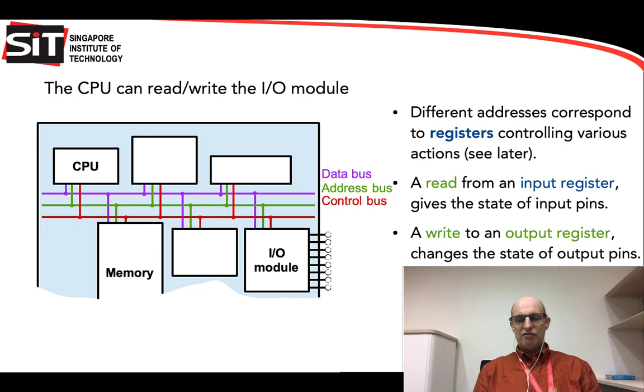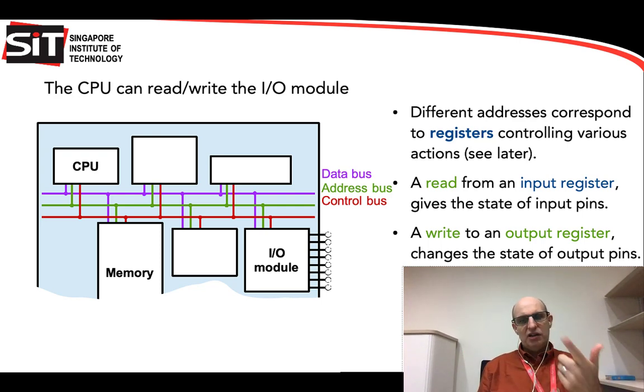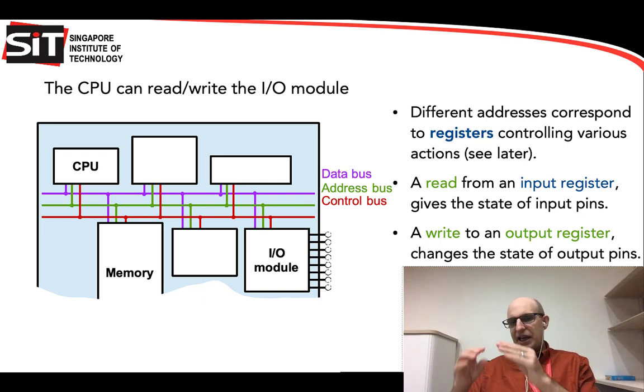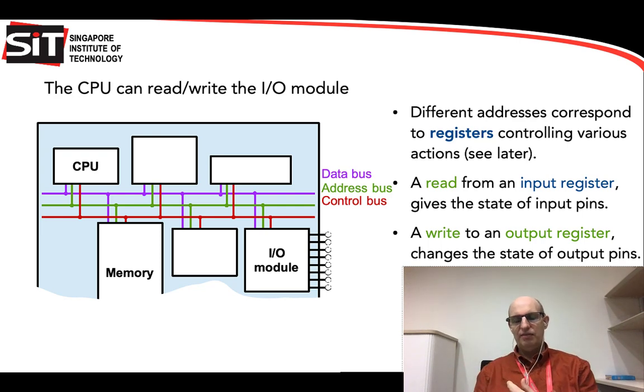If the CPU wants to read the GPIO port to find out what's connected to it, it uses the data bus, address bus, and control bus in the way we've seen to read from an address. And that address is the one that references the I/O module. And inside the I/O module, it's the one that reads the pins that connect to that I/O port. If the CPU wants to change the value on those pins, assuming they're input-output pins, then it would write to an output register, which is inside the I/O module peripheral space in the memory map. It's the converse.